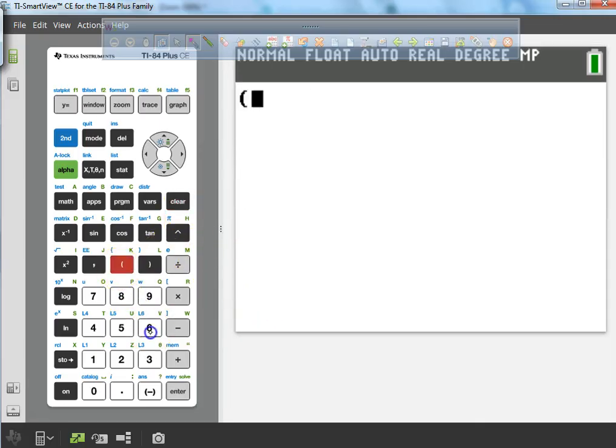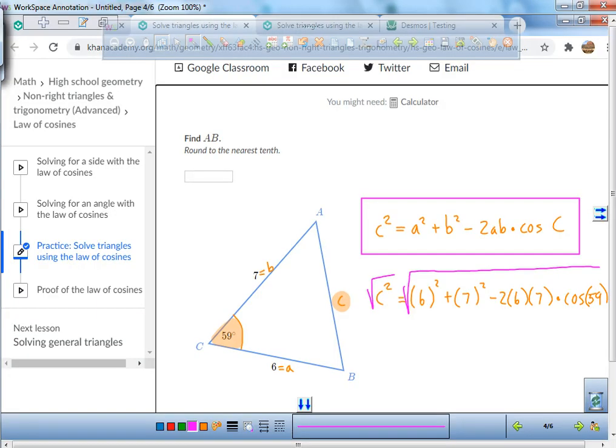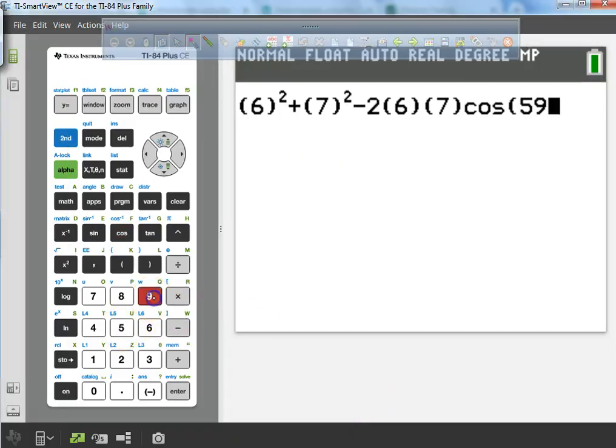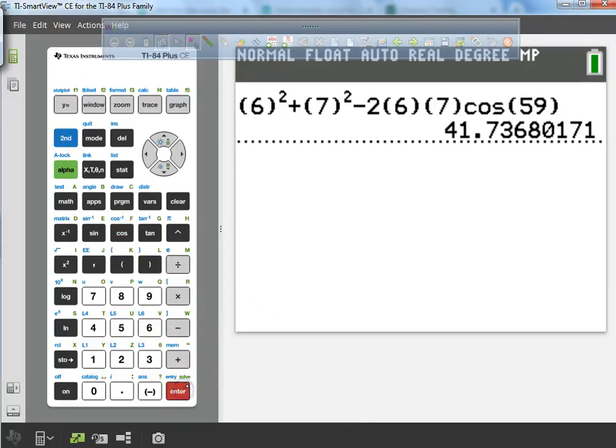I open up parentheses. I put 6 squared plus, what was the other side, 7? Squared minus 2 times 6 times 7. And then type in the cosine of, what was our degree? 59. Type in 59. And I press enter. But what do I have to do the last step? Take the square root of that guy.